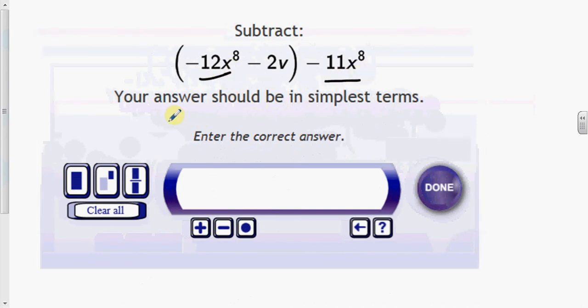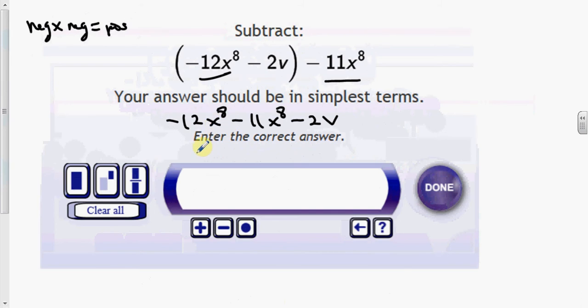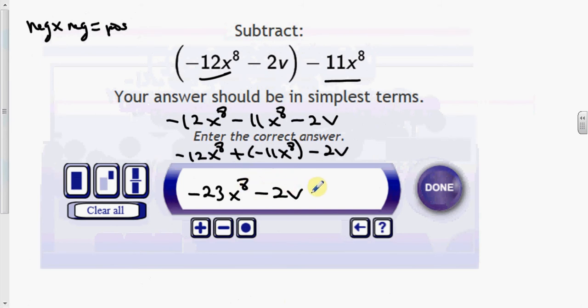So these terms here are alike. This is negative 12x to the 8th minus 11x to the 8th minus 2v. Here I'm adding two negatives, not multiplying two negatives. When you multiply two negatives, a negative times a negative is a positive. But here we're adding, right? This is really negative 12x to the 8th plus a negative 11x to the 8th minus 2v. Adding two negatives, we add the two positive values of the numbers, so that gives us 23. If they're both the same sign, you carry the common sign. So that's negative 12 plus negative 11, negative 23 times the common variable expression, x to the 8th, and then just bring down the negative 2v.